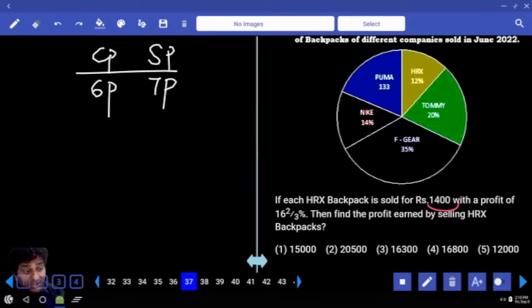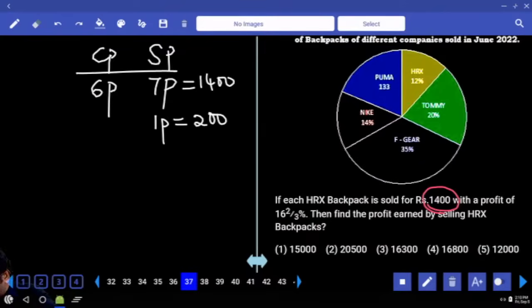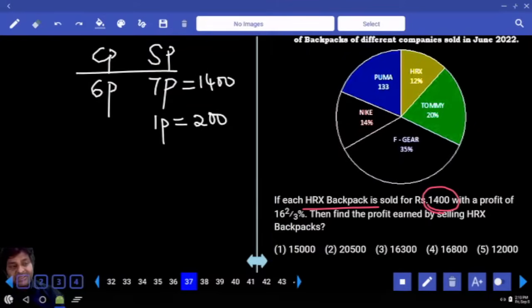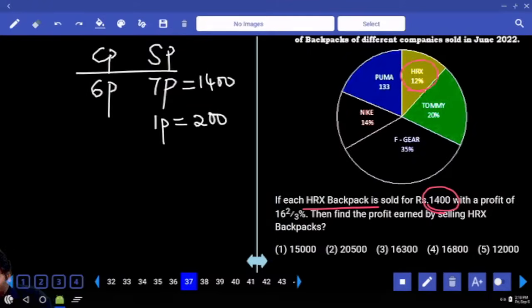Now it is sold at 1400 rupees. That means 7 parts is equal to 1400. Then profit on each item is 1 part, which is equal to 200 rupees. Is it okay? This is on which backpacks? HRX. HRX what percent we have? 12% value will be 12 into 1% value, which is 7 only, into profit on each item is 200. Are you okay? Last 2 digits, 2 zeros.